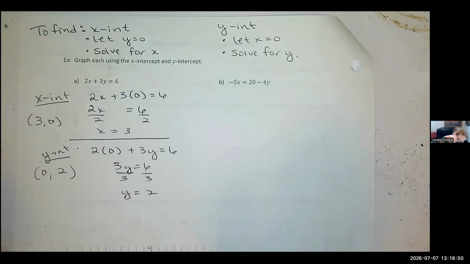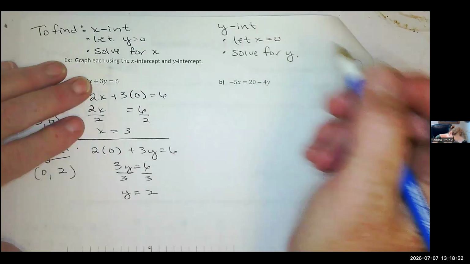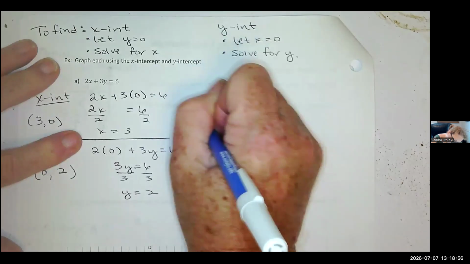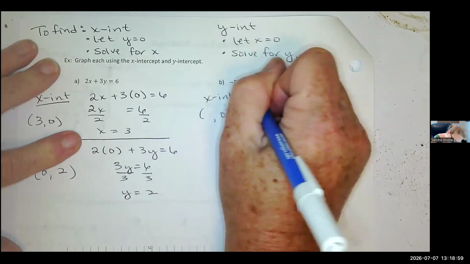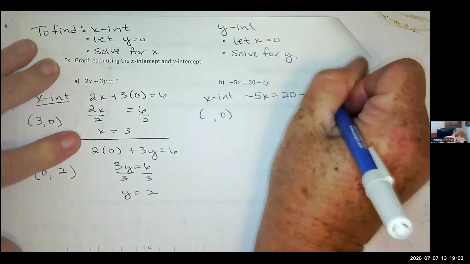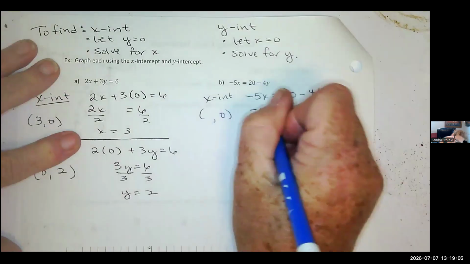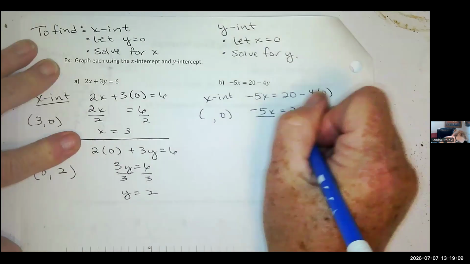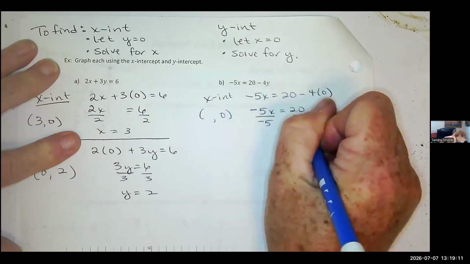All right, we're going to find the x-intercept first. We're going to let y equal 0. Negative 4 times 0 is 0, so that's gone. Divide both sides by negative 5. X is equal to negative 4.